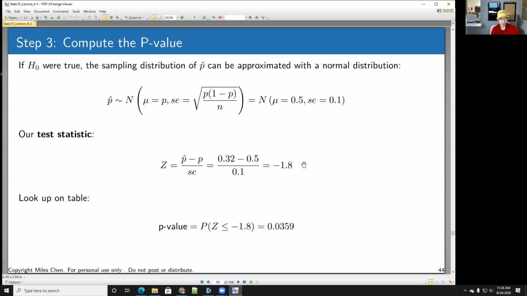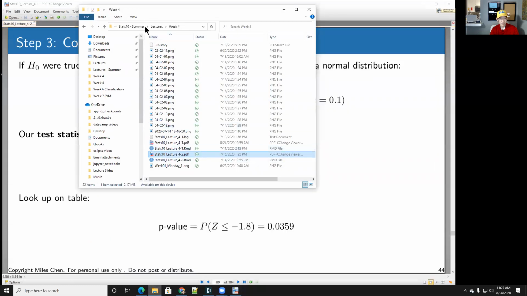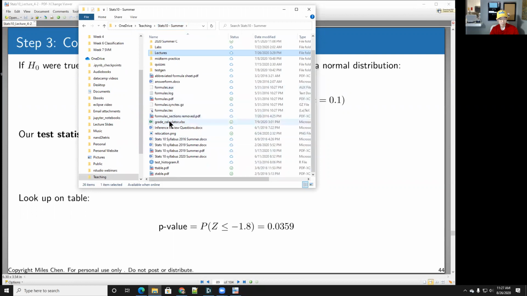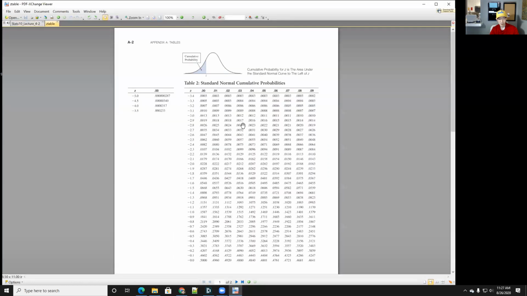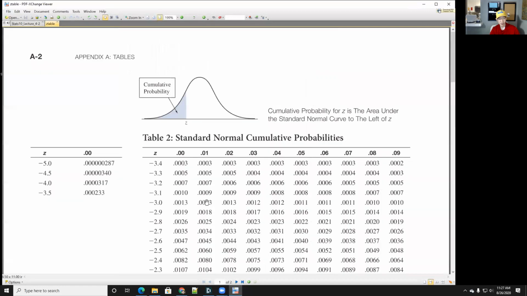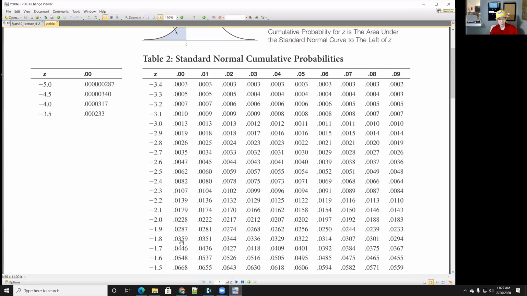And so if we go to the z-table, here's the z-table, and I look up negative 1.8, that probability is 0.0359, okay, 0.0359.